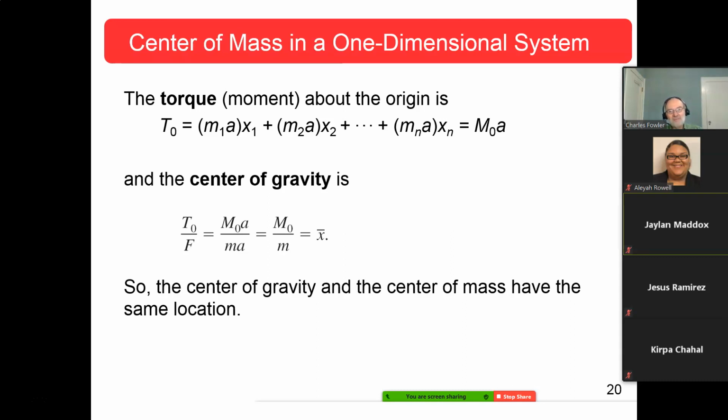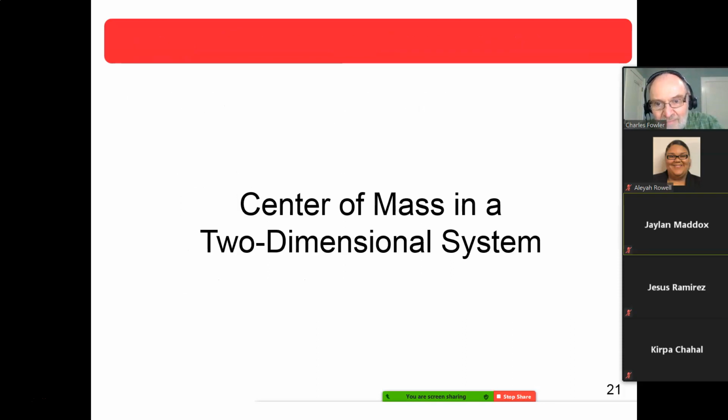Center of gravity and center of mass have the same location, so it doesn't matter which one you call it. If your problem's set up with masses, not forces, it is technically a center of mass. If they're set up with forces, not masses, technically it's the center of gravity, but the calculation is the same.